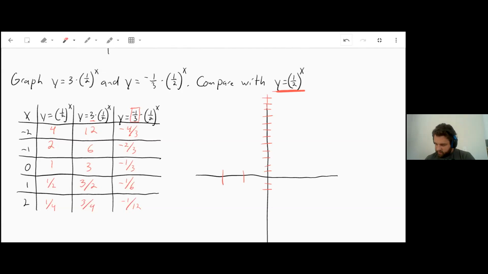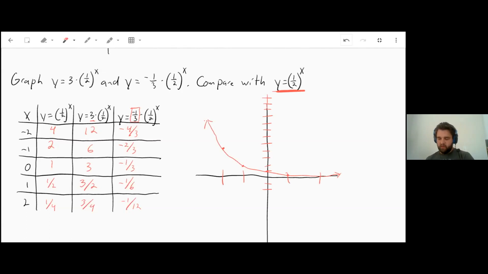So that started at 4, then went down to 2, then to 1, and then to 1/2, and then 1/4. And so that would be our original graph.